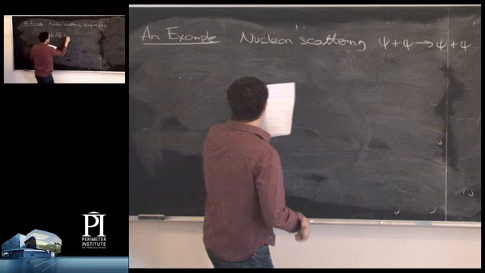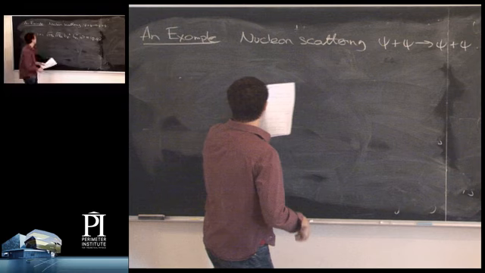Which consists of two nucleons, which I'll give momenta p1 and p2. I'm going to write my initial state in this way. I act with two creation operators for the psi particles, they're the Bs, and these are the relativistic factors that I have to put in for normalization.